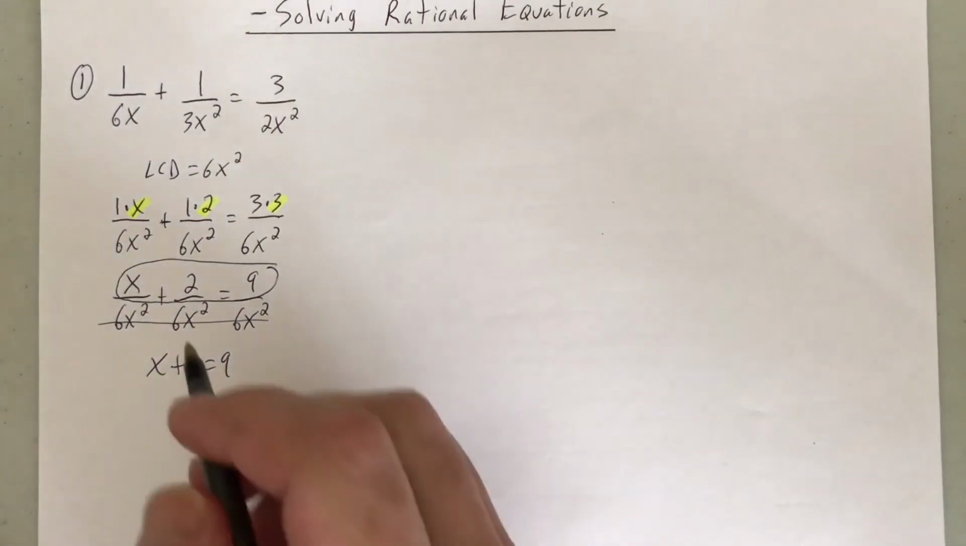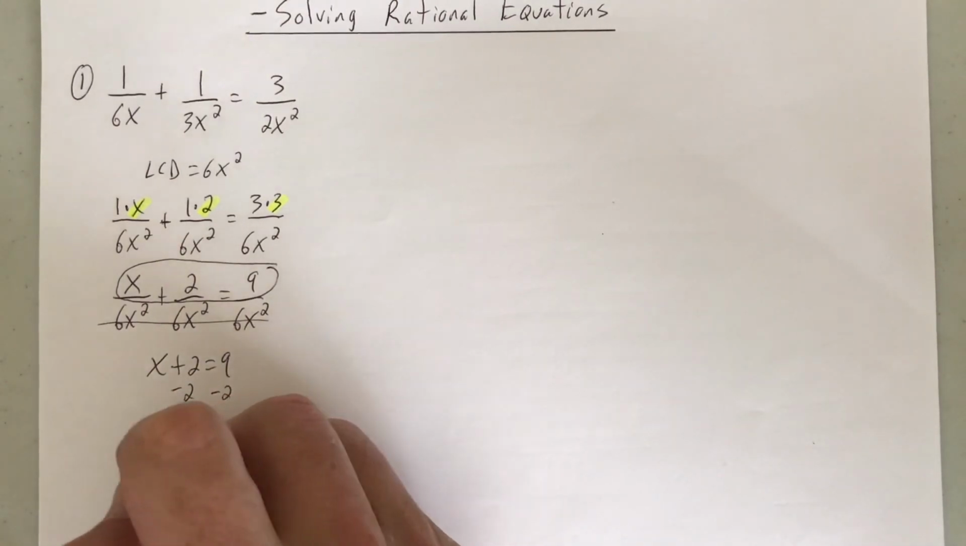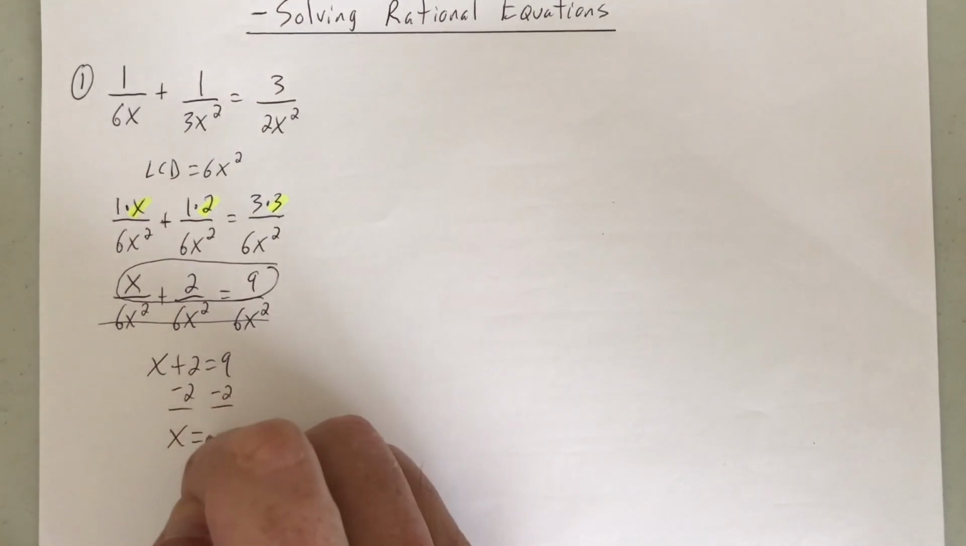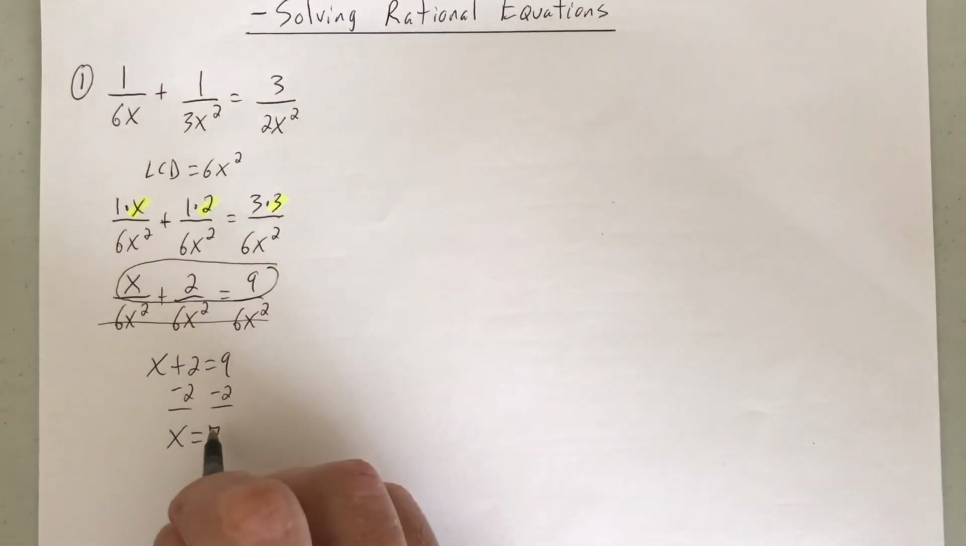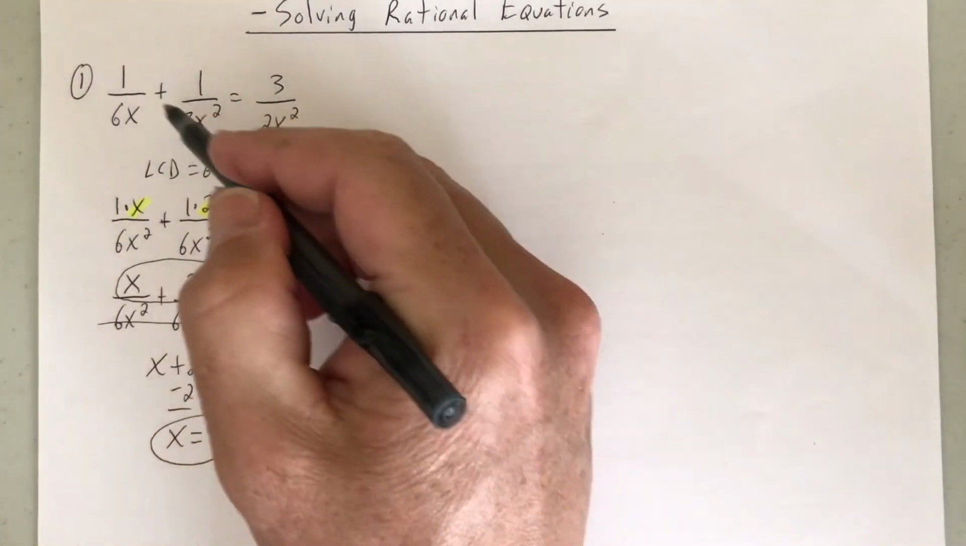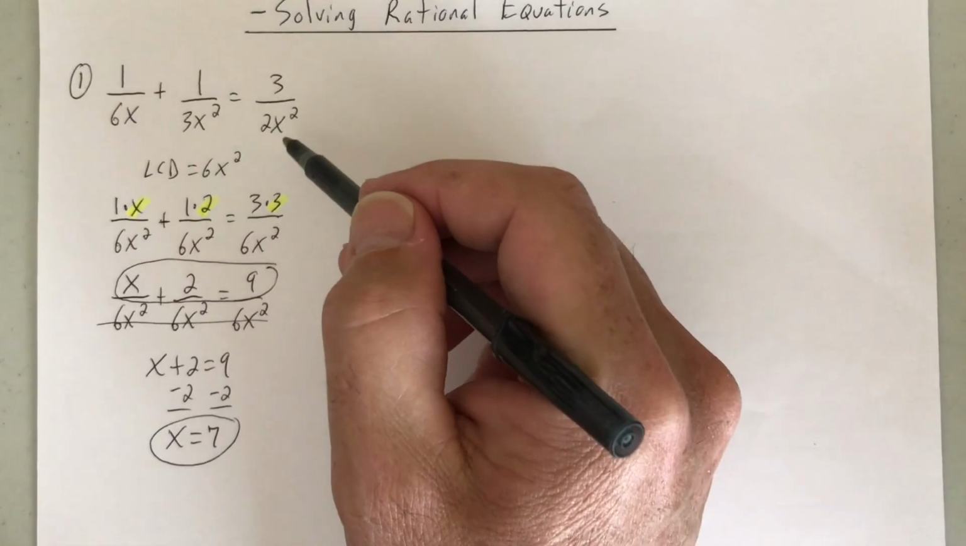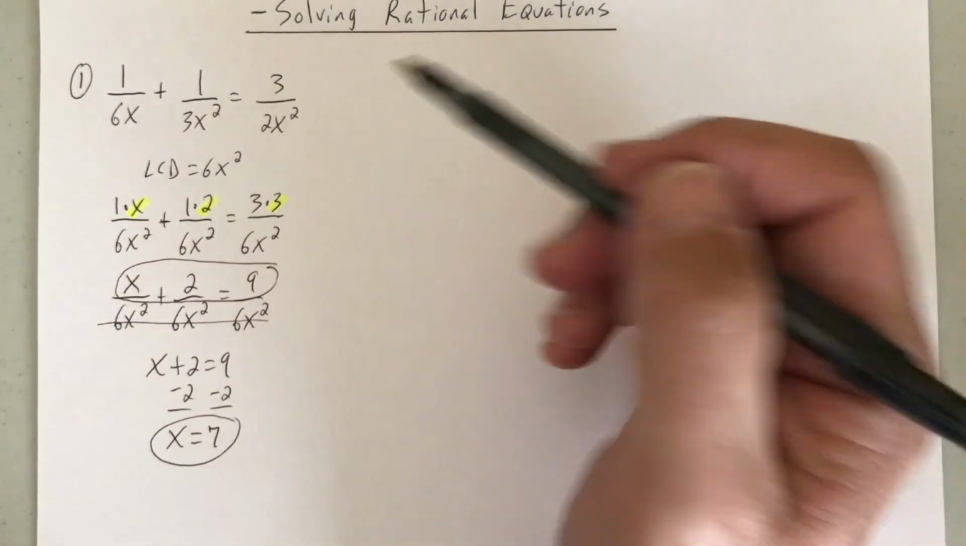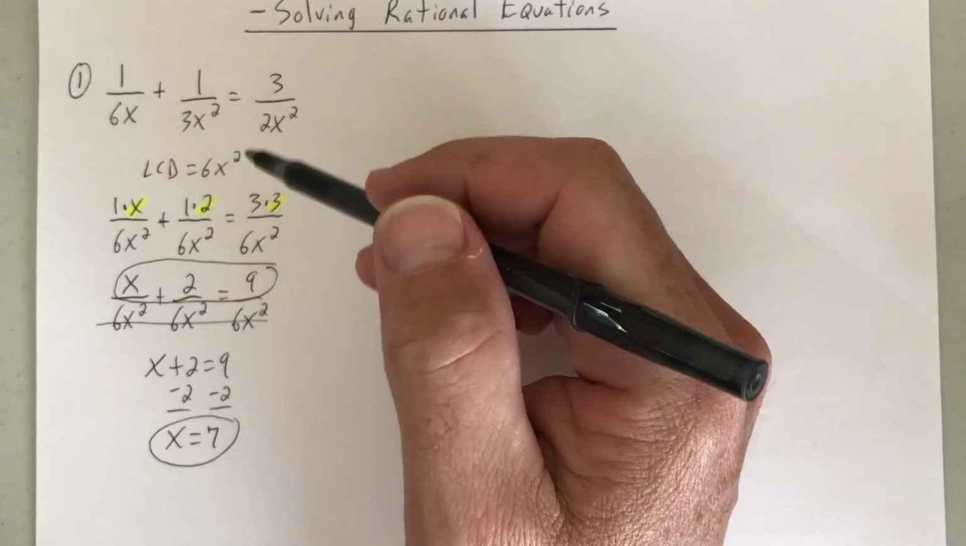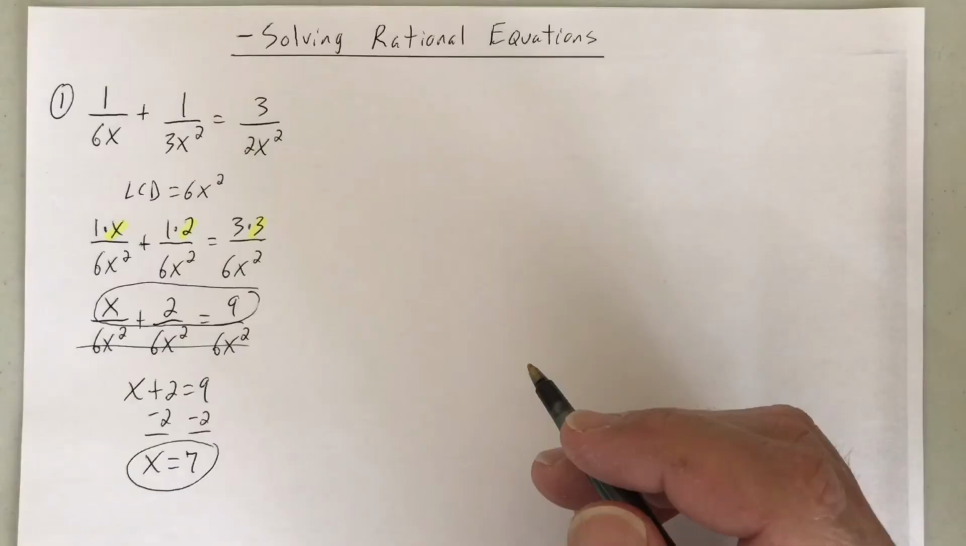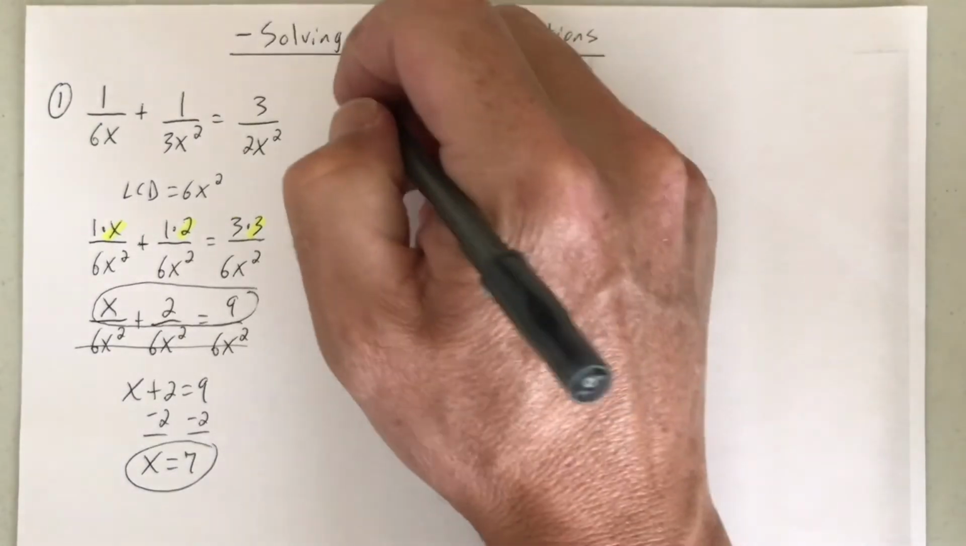Now this is just a one step, so we'll just subtract 2. And you get x is equal to 7. Now normally you have to go back in and check to make sure that the 7 is true, that you don't have an extraneous solutions. But for all the problems that we're doing in this video, they will be true. So let's take a look at number 2.